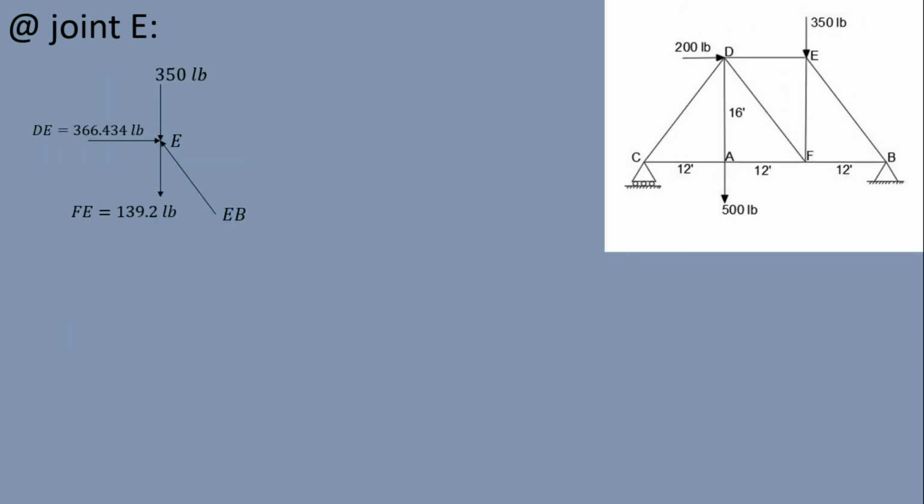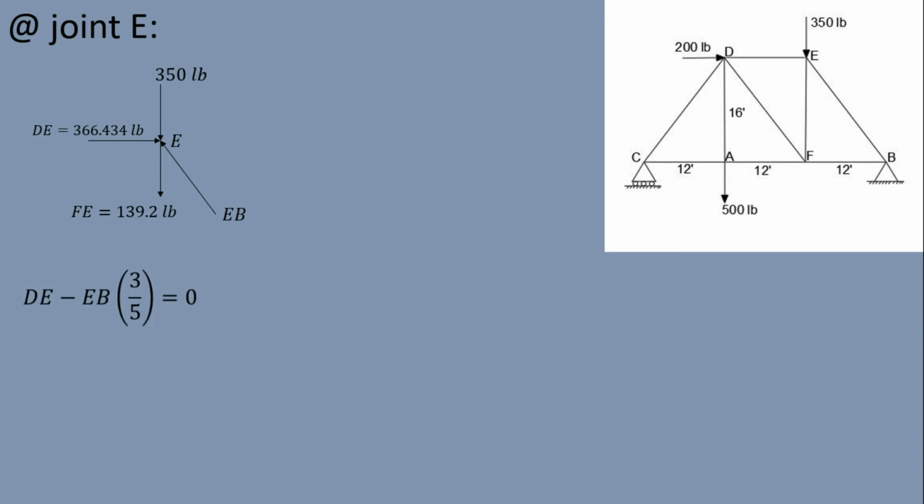So, at joint E naman tayo. So, we have DE na known, compressive force na 366.434 pound. And then, yung FE natin known din, tension na 139.2 pound. So, tsaka meron tayong load na 350 pound. And then, yung assumption natin na compressive force na EB.